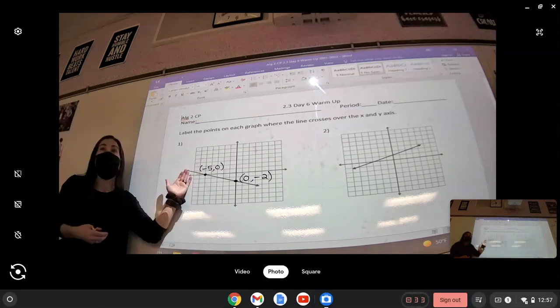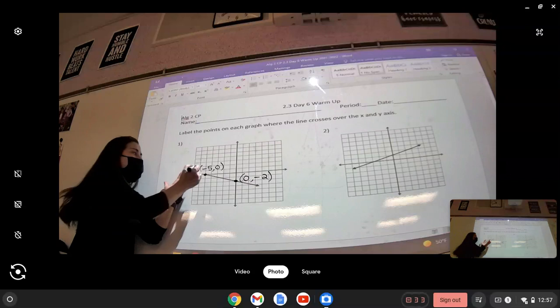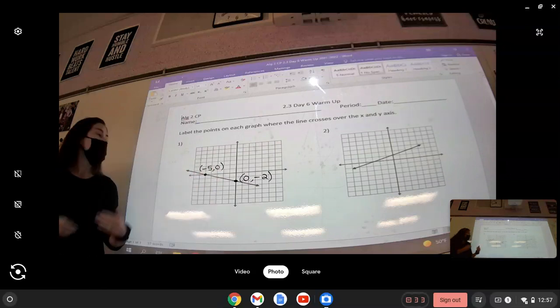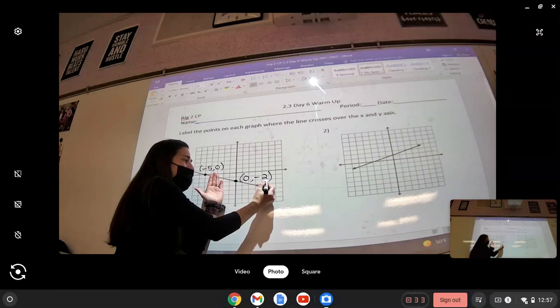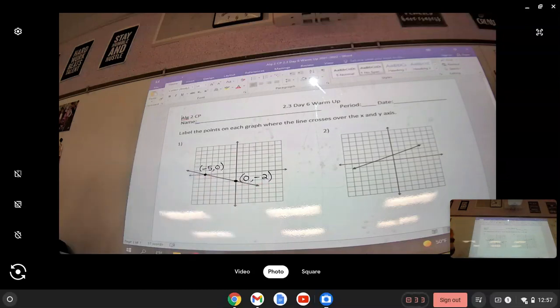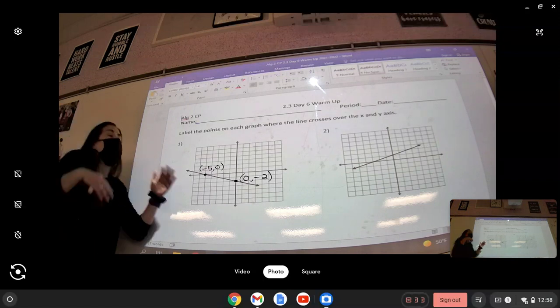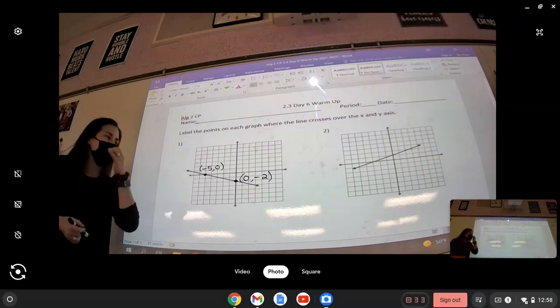If we have to find an x-intercept, then we know we have to find x when y is 0. If I have to find a y-intercept, then I have to find y when x is 0. This is exactly how we're going to solve for them, by the fact that they have to have a coordinate of 0, okay?